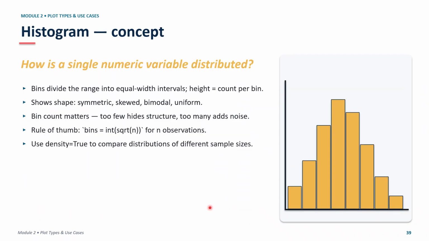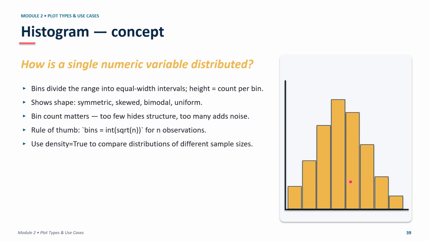Next, let us move on to the histogram. A histogram is a fundamental tool for understanding the distribution of a single numerical variable. What it does is take a set of numbers and divide the range into equal width intervals, which we call bins. It counts how many values fall under each bin. So say one bin has 5 values, another 10 values, another 15 values. The height of each bar is equal to the count of the values in each bin.